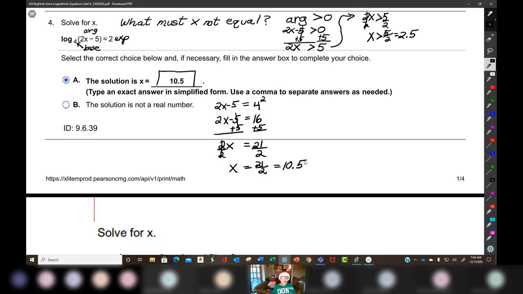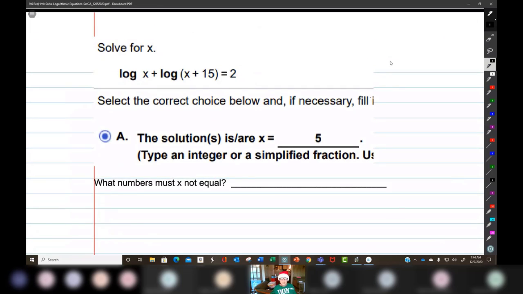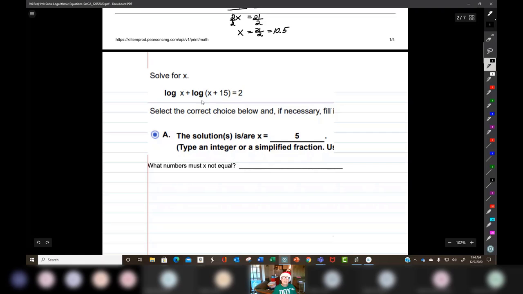And this is the way you solve most logarithmic equations in this book, in the book that this My Math Lab is based on. As you'll see, there is another method, and we will use it, I think, twice. But this method is called solving by the definition of an exponential function. So right now, we have log x plus log of x plus 15 equals 2. Okay, well, the base is 10.